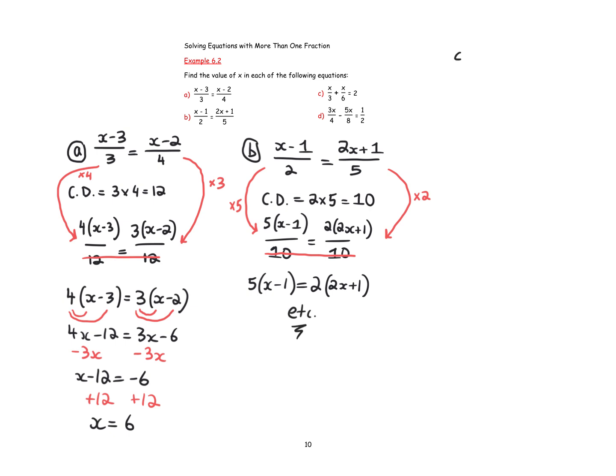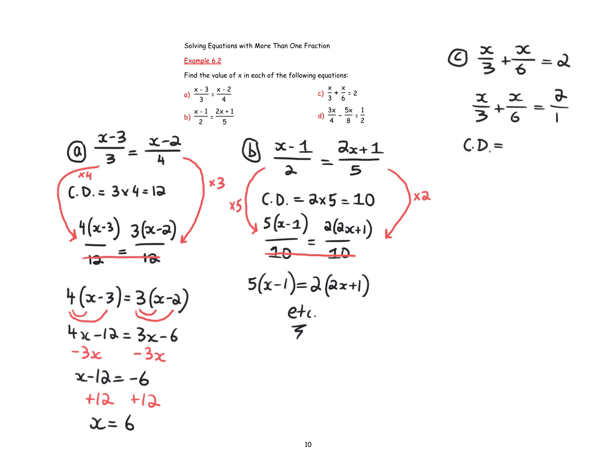For C, we have the fraction x over 3 plus x over 6 is equal to 2. To begin here, not all terms are over a fraction. What I like to do to begin with is write all terms as a fraction. We have x over 3 plus x over 6 is equal to 2 over 1. Now we can find our common denominator.